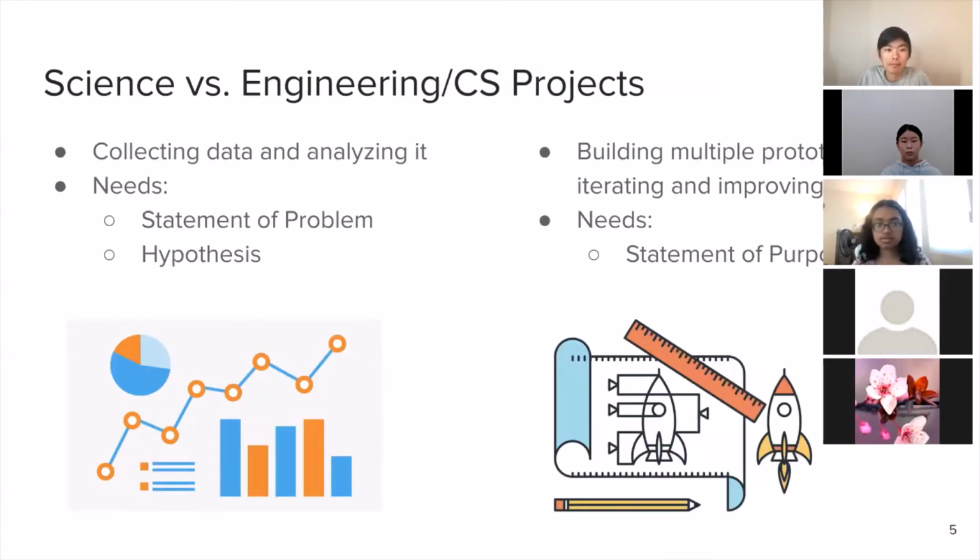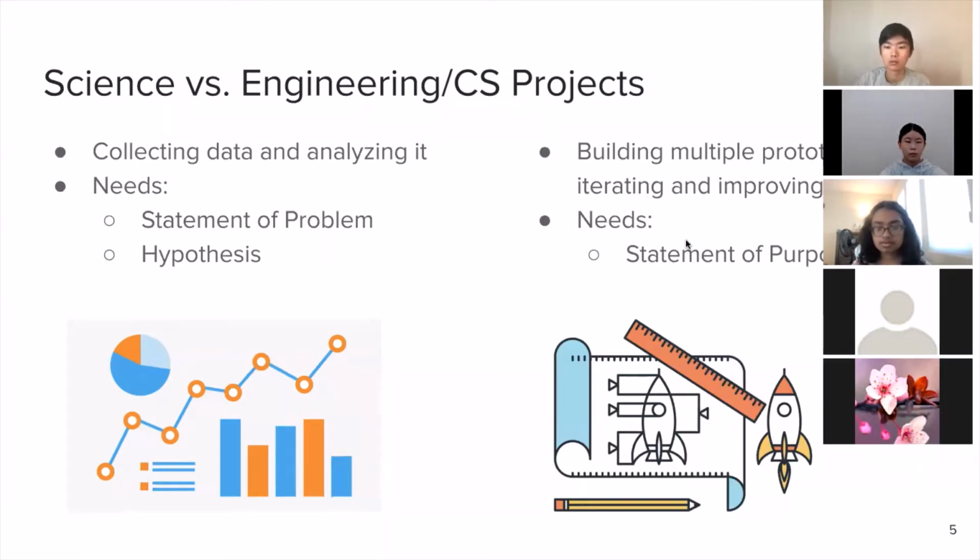Science versus engineering and computer science projects. So a science project collects data and analyzes trends. An engineering project is a little bit different. You make prototypes and you don't necessarily generate the data. These projects are also accepted at our fair though.